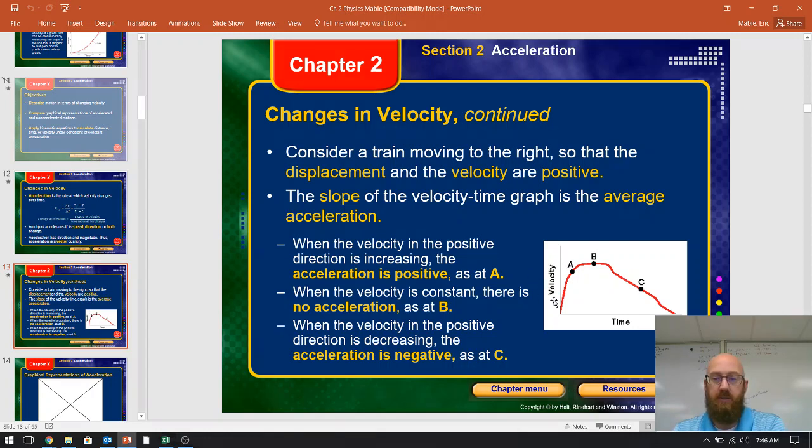So, example, take a look at this one. If I'm going up, what's happening to my velocity? My velocity is increasing. At A, my velocity is still going up, so it's a positive acceleration. Here, at B, it's flat, so it's fairly constant, so there's no acceleration. And then down this way, my acceleration is negative, so it's starting to decrease. So my velocity is getting higher and higher, staying the same, and then decreasing.